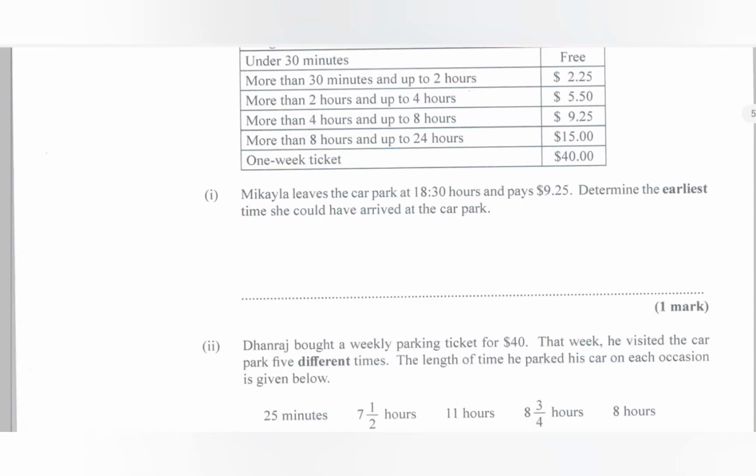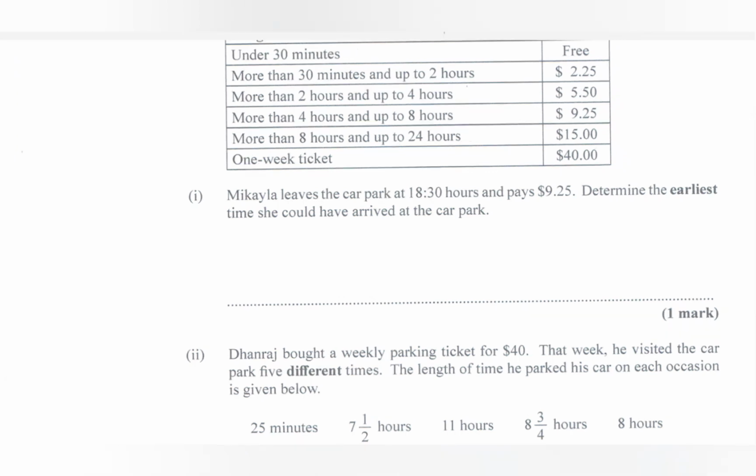Question 1EII. It says Danraj bought a weekly parking ticket for $40. That week, he visited the car park 5 different times. The length of time he parked his car on each occasion is given below. Let us use the table to determine how much he would pay each day if he had not bought the 1 week ticket.